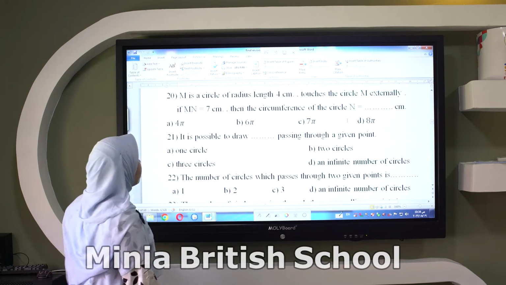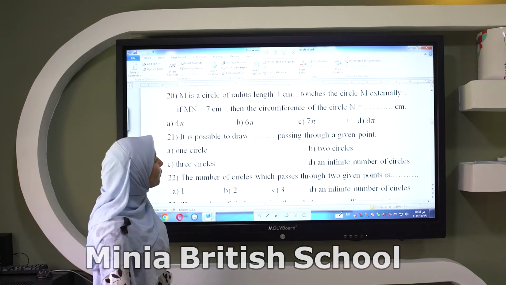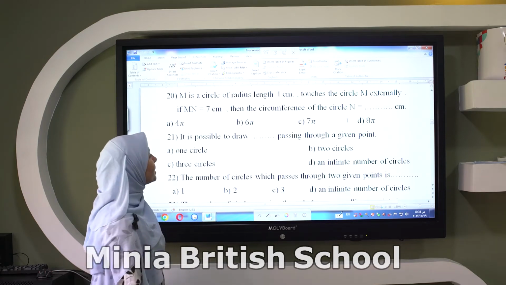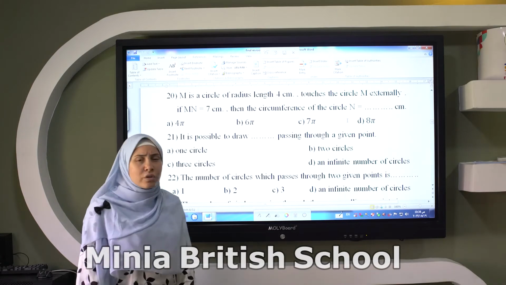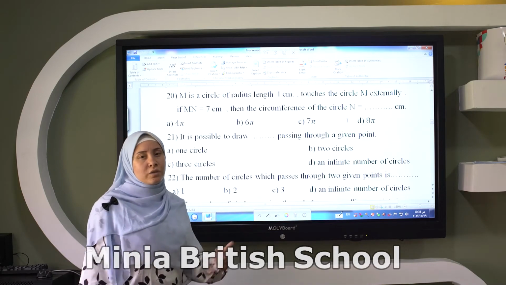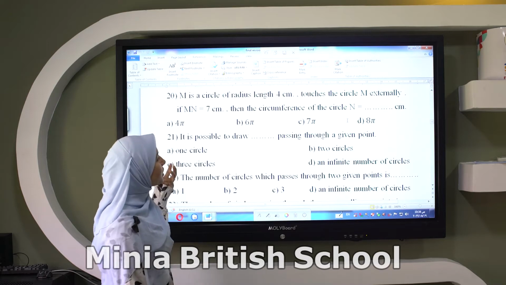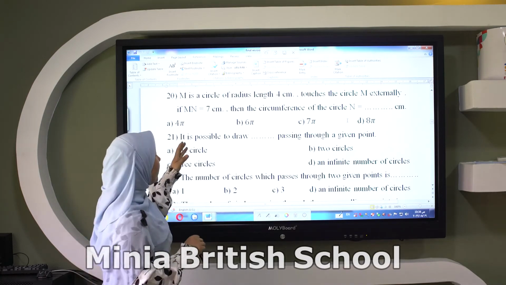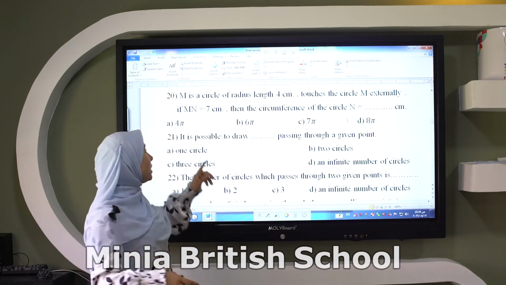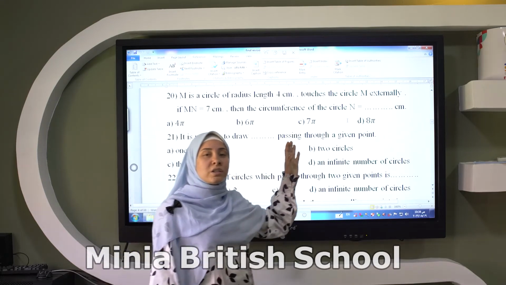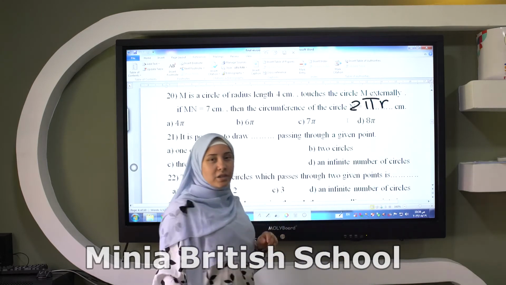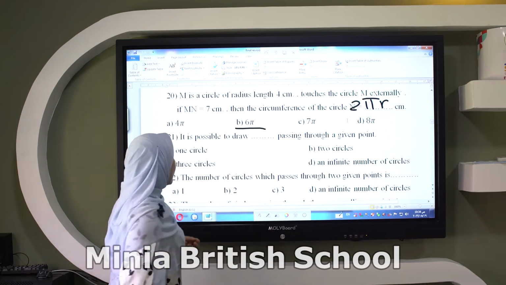Number 20, M is a circle of radius length 4 centimeter, touches the circle N externally, if MN equals 7 centimeter. Then the circumference of the circle N equals what? Okay, we need to calculate the length of the radius of circle N. But the two circles here are touching externally. So MN equals 7, then the second radius equals 3 centimeter because 3 plus 4 equals 7. Okay, so here to calculate the circumference of circle N, 2 pi R equals 6 pi.